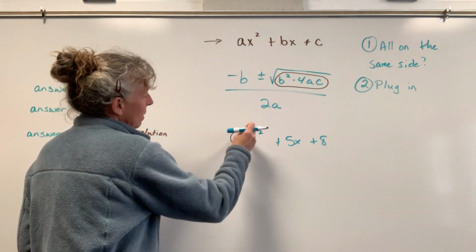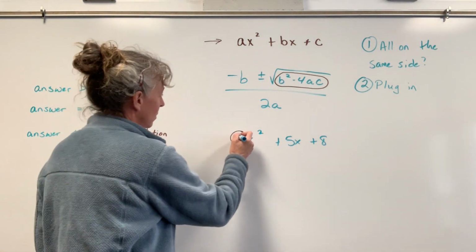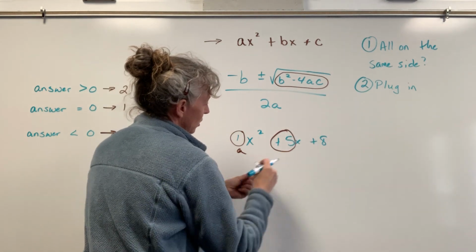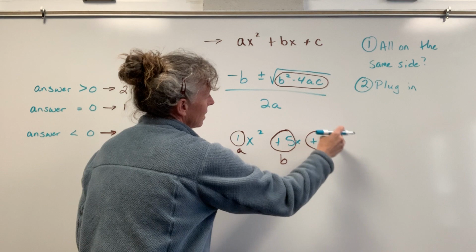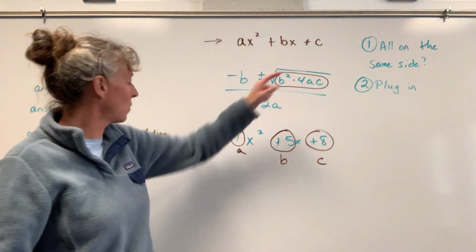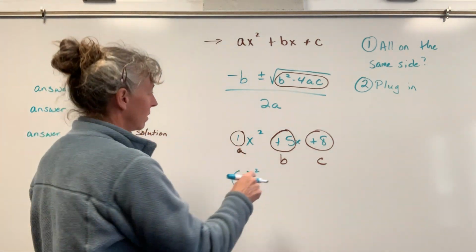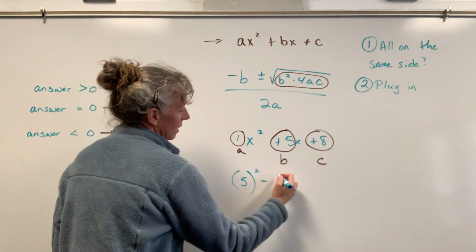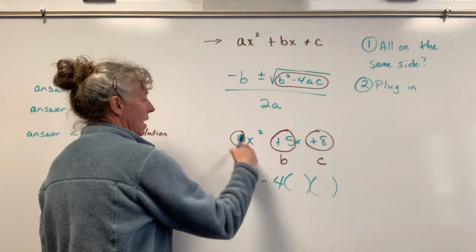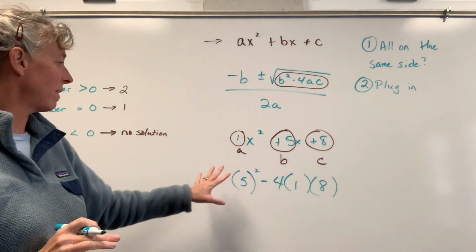Remember, this is my A. If there's nothing there, what should it be? A 1, good job. This is my B, as long as it's in order. You have to check to make sure it's in order first. And this is my C. So B squared. I always put things in parentheses just to make sure I'm getting everything taken care of. B is 5, minus 4, that's always a 4, times A times C. A is 1, C is 8. So you apply that into your calculator.